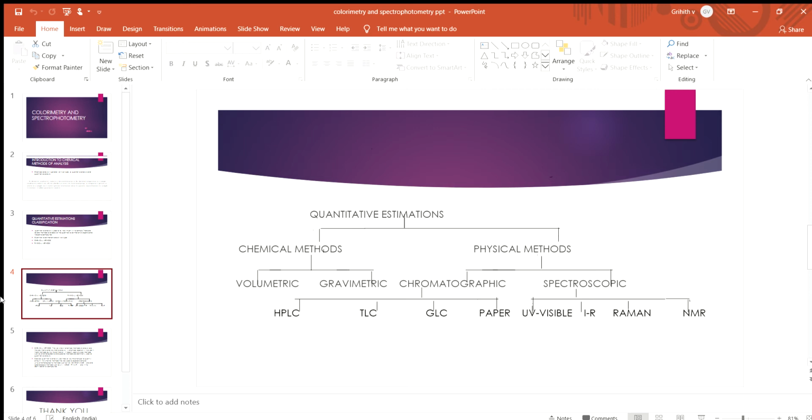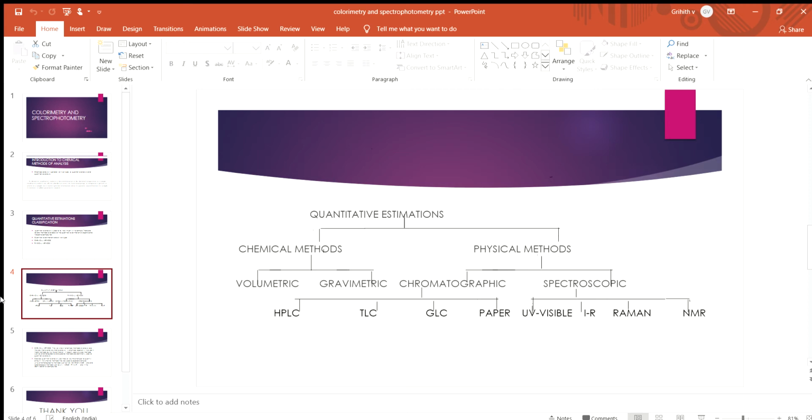So here it is a chemical method. Chemical method in the sense that the acid has reacted with a base. That is a volumetric method of analysis. Under volumetric methods, I have explained only one method, that is acid-base. We have so many methods, that is redox, complexometric, and so on.